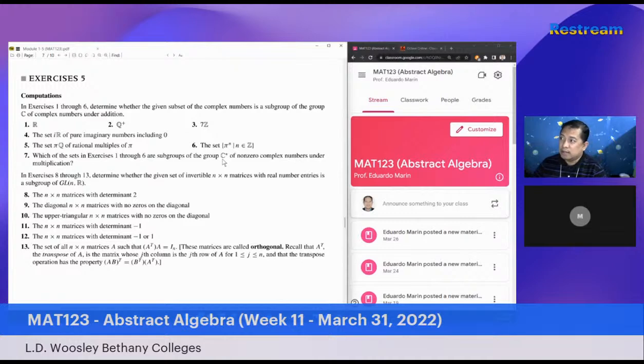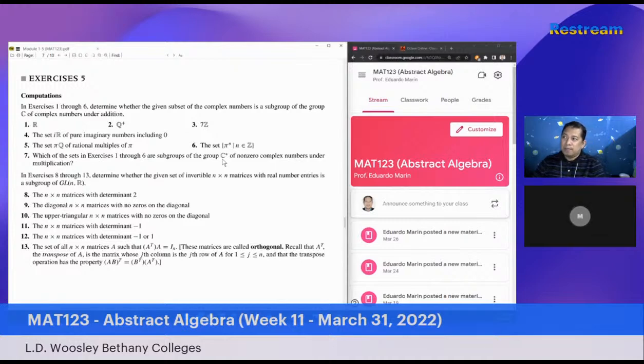You choose which among 1, 2, 3, 4, 5, 6 is applied to number 7. Which of the sets of exercise 1 through 6 are subgroups of a non-zero complex under multiplication? This time, under multiplication. So there is an existing identity element which is equal to 1. Is it possible for number 4 or number 6 or number 5? 5 po.